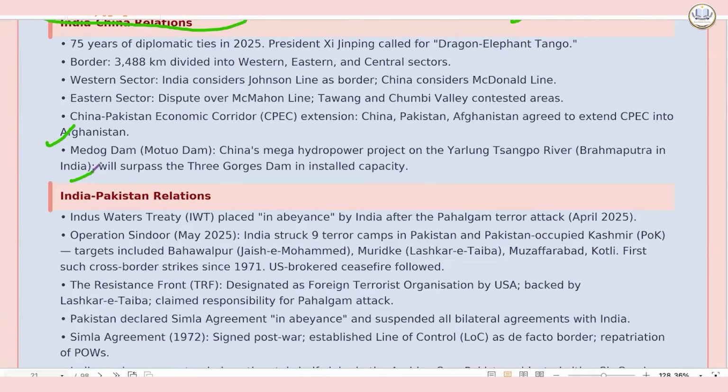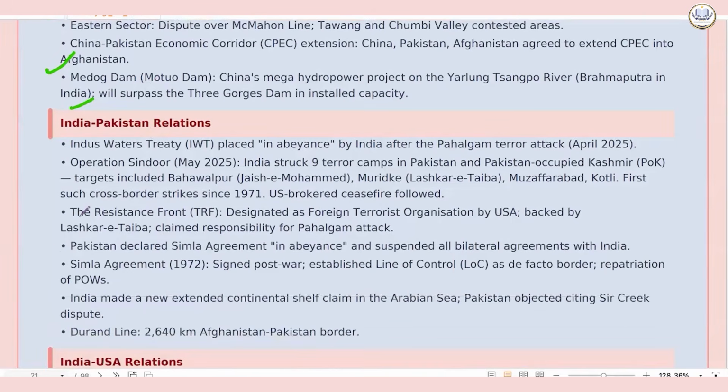A US-brokered ceasefire followed. The Resistance Front, TRF, designated as a foreign terrorist organization by the USA and backed by Lashkar-e-Taiba, claimed responsibility for the Pahalgam attack, one of the most inhuman attacks by terrorists. Pakistan declared the Simla Agreement in abeyance and suspended all bilateral agreements with India.